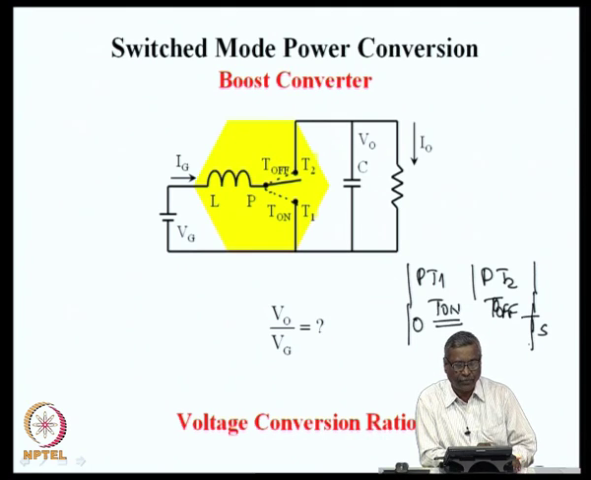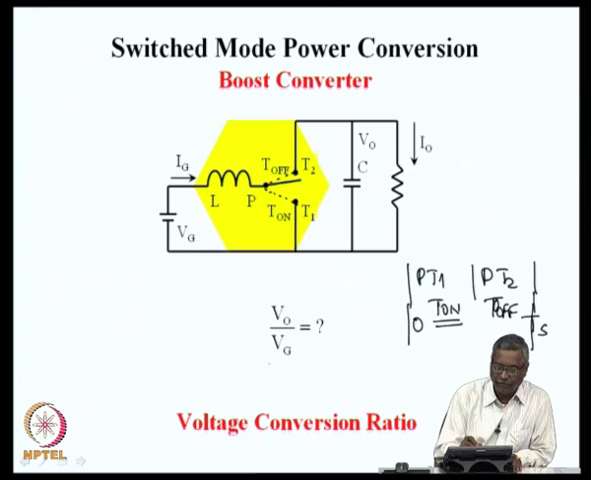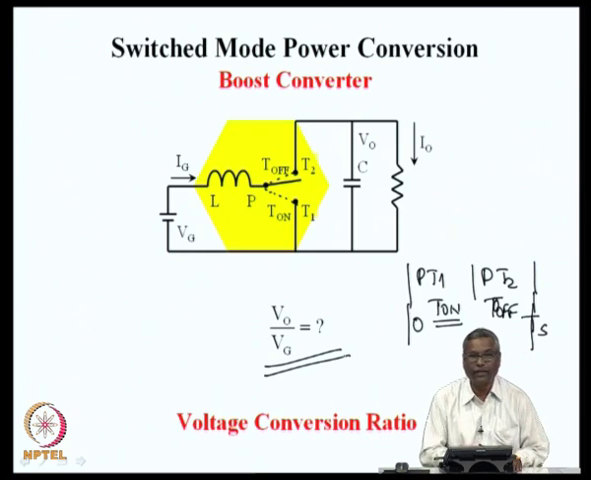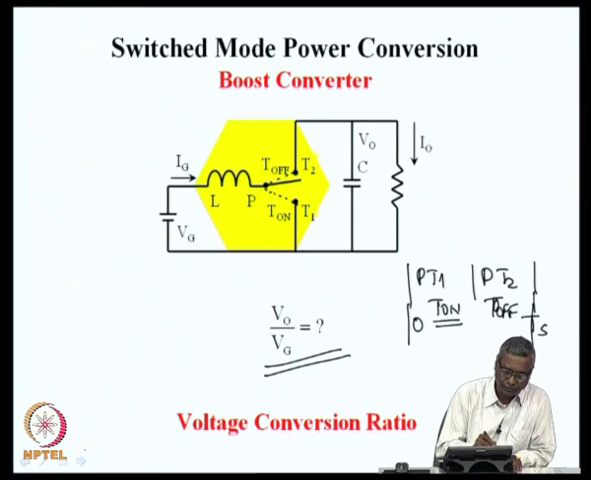During on time, energy is drawn from the source, and during off time the energy is passed on to the load. How this operation takes place, we had already seen in the case of the buck converter. We will see it again in this converter, and we would like to find out ideally what is the voltage conversion ratio, what is the current conversion ratio, and so on.